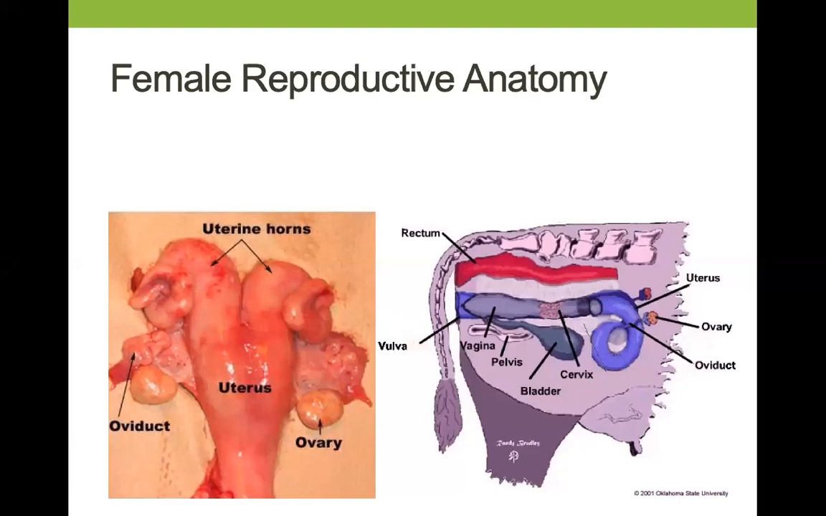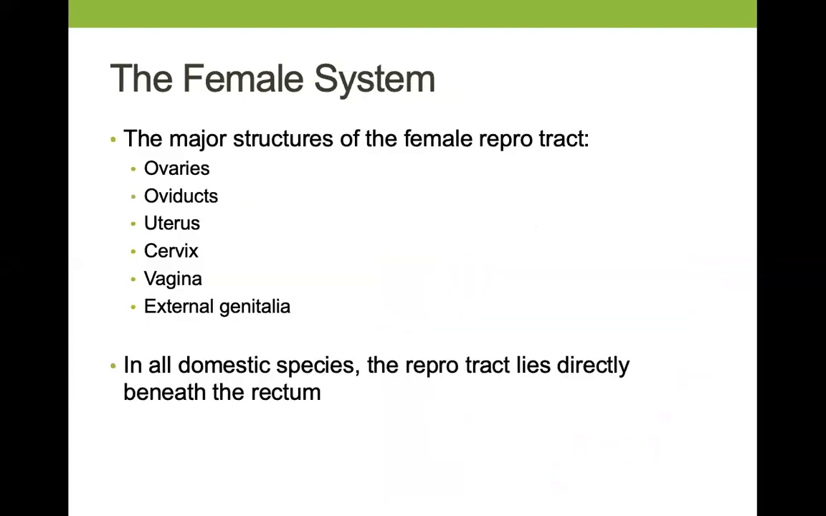So we are going to be moving from male reproductive anatomy and now looking at the female reproductive anatomy. We're going to do this in a similar way to the male system. We're going to look at the major structures of the female reproductive tract, and we're going to start essentially from the inside out, from where the egg is made up through where the baby comes through as delivery is happening.